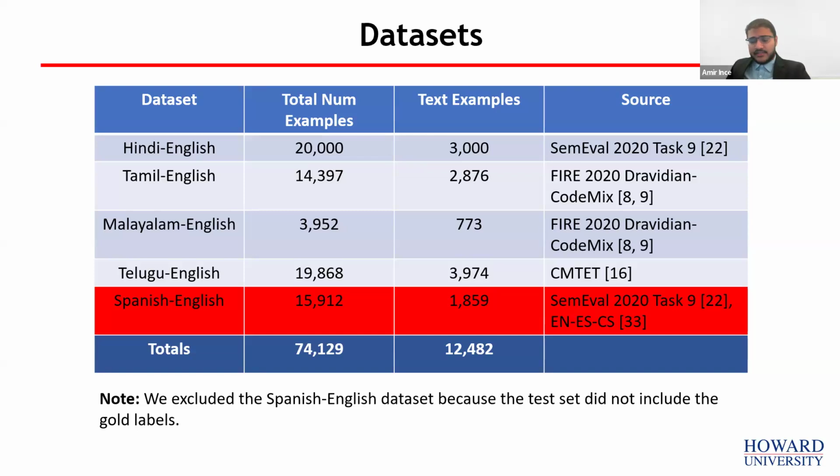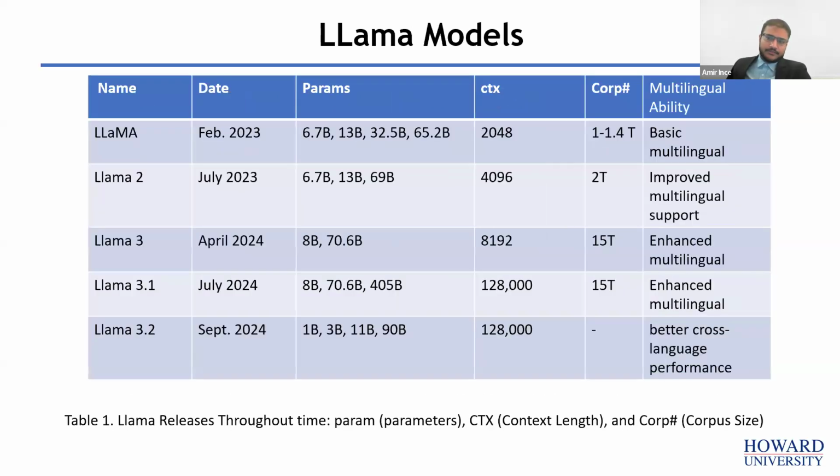We must note that we excluded the Spanish-English dataset because the test set did not include the gold labels, which prevented us from conducting a thorough error analysis as we were able to do with the other datasets.